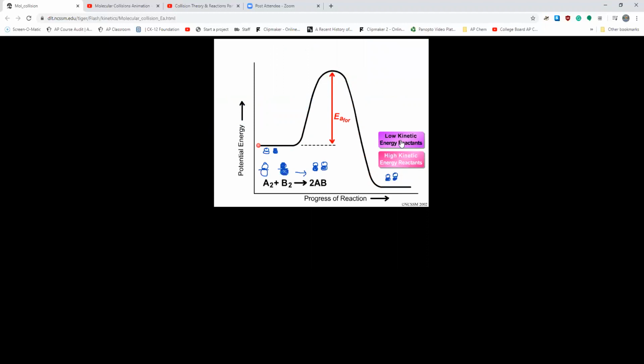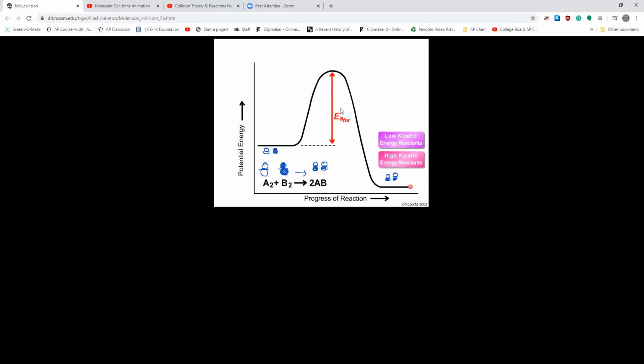Look what happens when they collide with low kinetic energy. They move slowly, and nothing happens. The collision is not enough for them to break these old bonds. These old bonds need to break, and in order for them to break, they have to collide with enough energy. How about if they collide with enough energy? Look, the bonds break, new bonds are forming. So that's what it means.